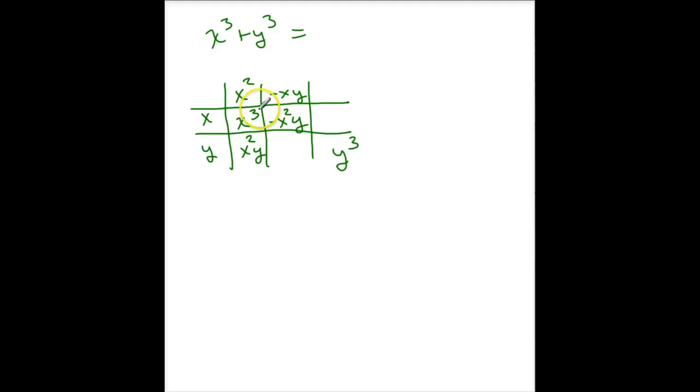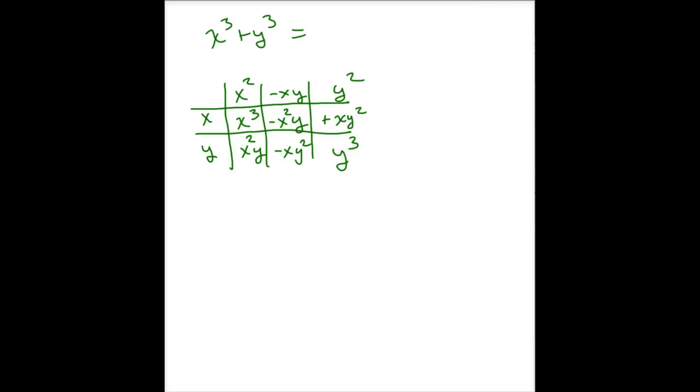So minus xy times y gives me minus x y squared. But I don't have any x y squared terms, so I need to add x y squared. So this becomes x times what gives me x y squared, and of course that's y squared.